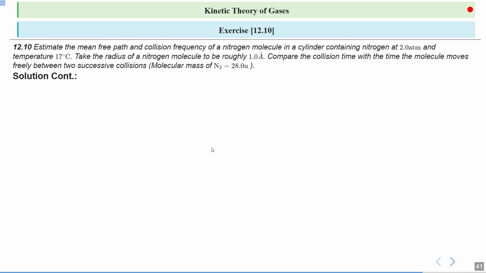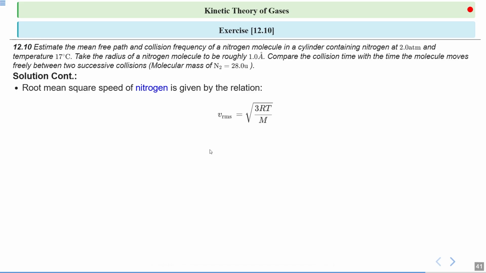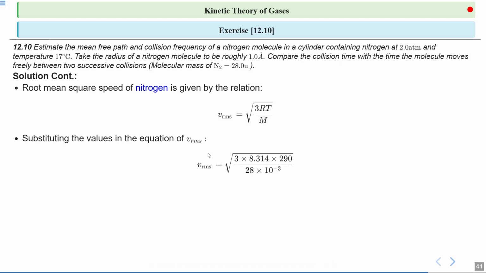So root mean square speed of nitrogen is given by the relation V_rms is equal to under root 3RT by M. R is the universal gas constant, T is the temperature in Kelvin, and M is the molar mass of the gas. So substituting the values in the equation of V_rms, it will be under root 3 into 8.314 into 290 divided by 28 into 10 raised to the power minus 3. So V_rms is equal to 508.26 meter per second.